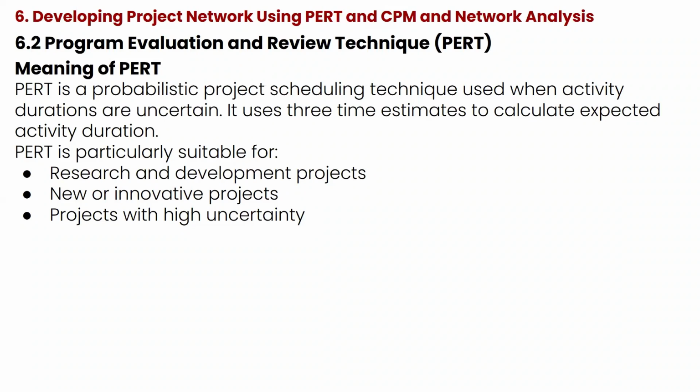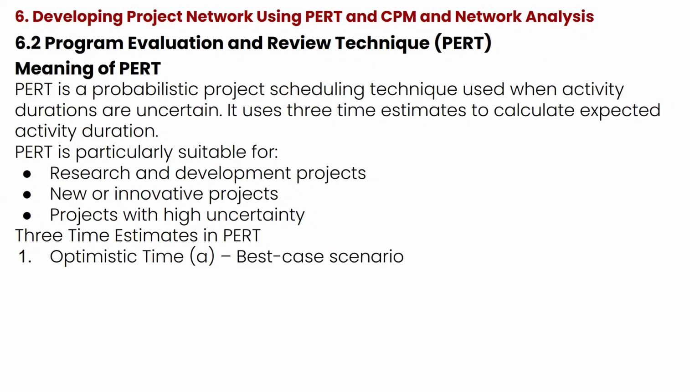Okay, new or innovative project. These are projects that you don't really know how they are going to end up because they are new. It's not something anybody has done before. You have no idea about it. So the central word there is uncertainty. Once there's uncertainty in the project or in the activity, you follow this approach. And the 3-time estimates are usually, 1, the optimistic time.